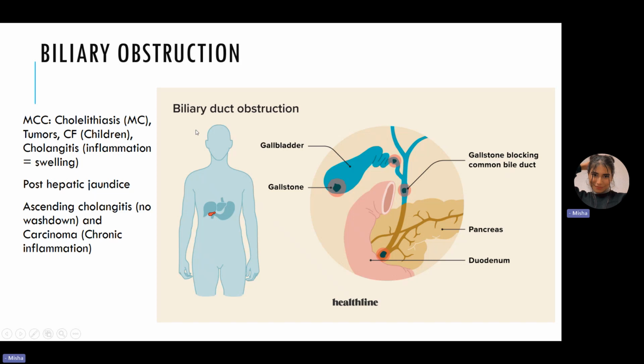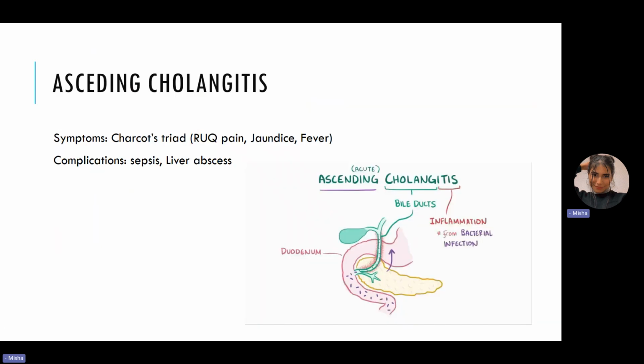Okay. So next we can talk about ascending cholangitis. Ascending cholangitis is an acute infection by enteric bacteria, secondary to some kind of obstruction or stasis of the bile ducts. Symptoms in this case would be Charcot's triad: right upper quadrant pain, jaundice, and fever. The treatment is normally antibiotics and drainage. However, a complication is sepsis, because the high pressure in the duct pushes bacteria into the blood. So there's a chance the patient will have sepsis, and they can also develop liver abscesses.